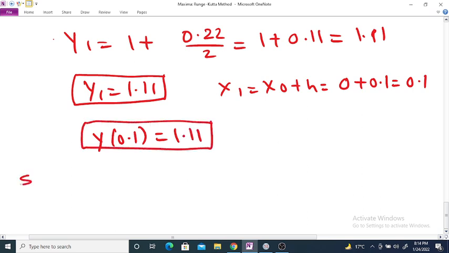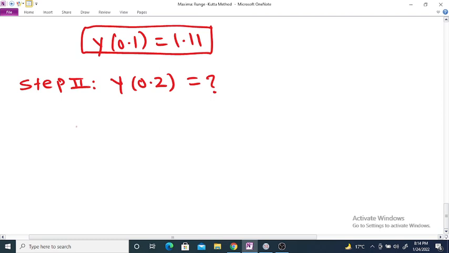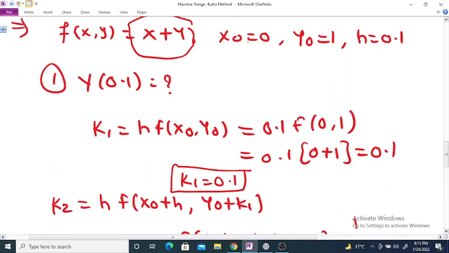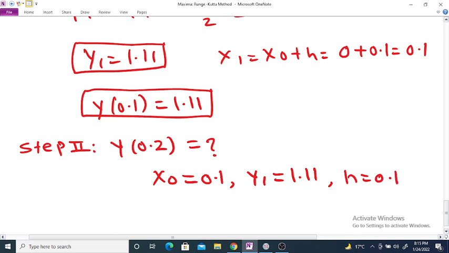Now next, in step number 2, we want to determine y of 0.2. Here we assume again the same technique. In the previous iteration we assumed x0 is 0. Now we assume x0 is equal to x1, that is 0.1. y0 is equal to y1, that is 1.11, and h is the same, h is 0.1, and f of x, y is x plus y.